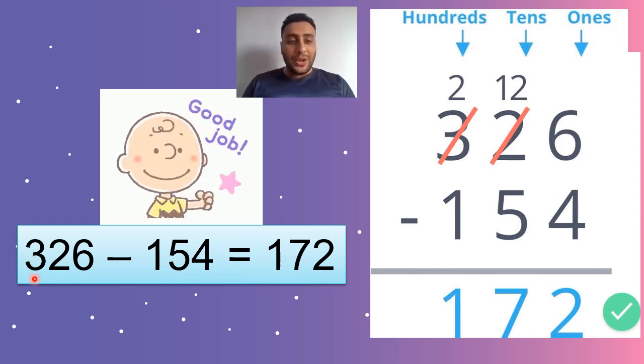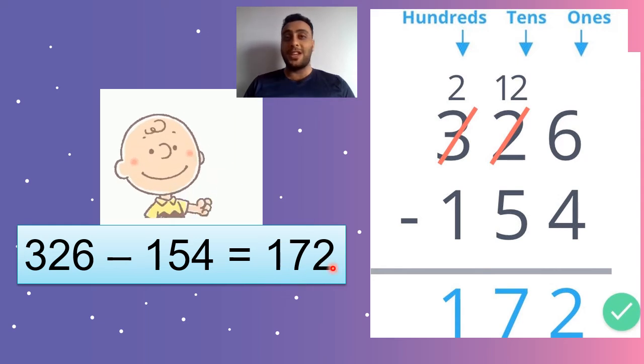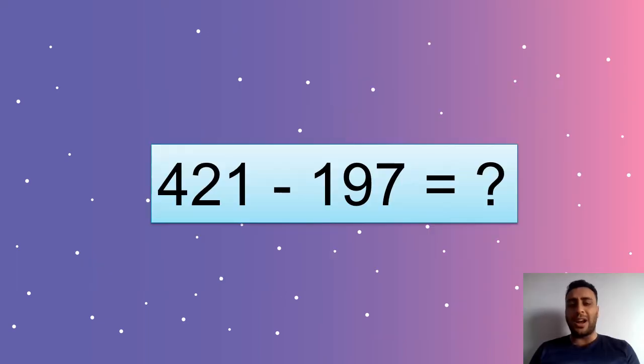So 326 minus 154 equals 172. So the difference between these two numbers is 172. Now let's try another one.